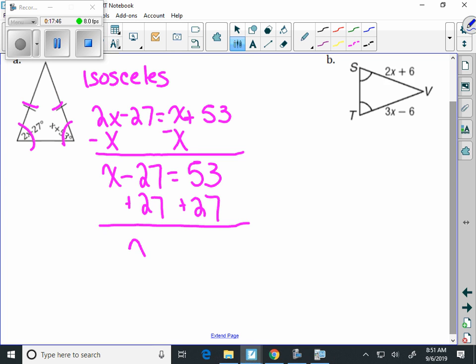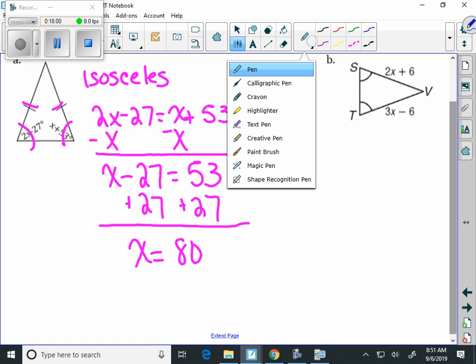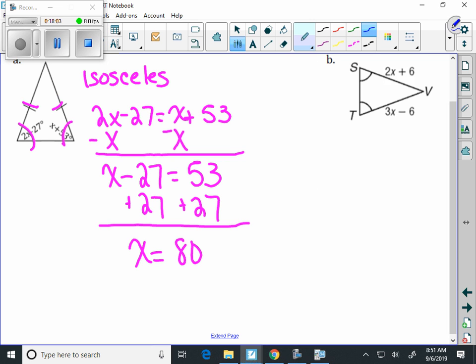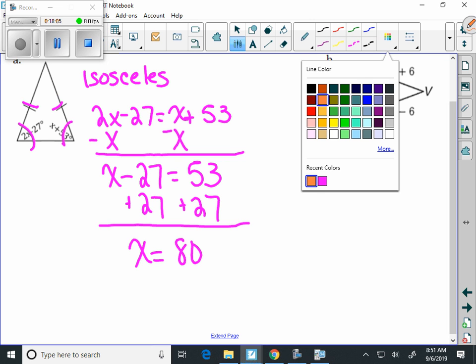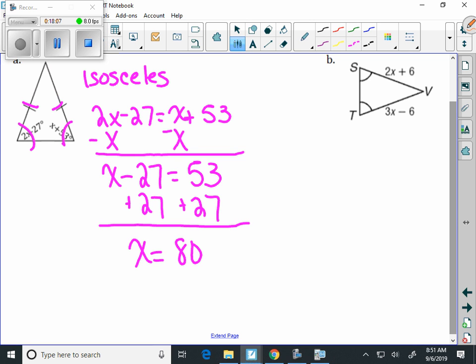And we get x equals 80. There's an example where we're given sides, and then we had to know that the angles are congruent. On part B, it's the same kind of thing here. Only this time, we're given the angles, and then we need to know that the side opposite and the side opposite, because those angles are congruent, our sides opposite are also congruent.